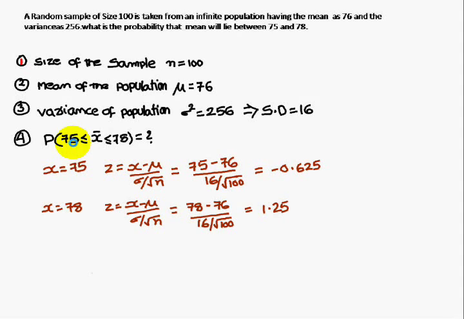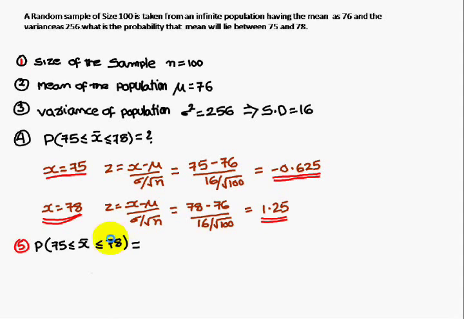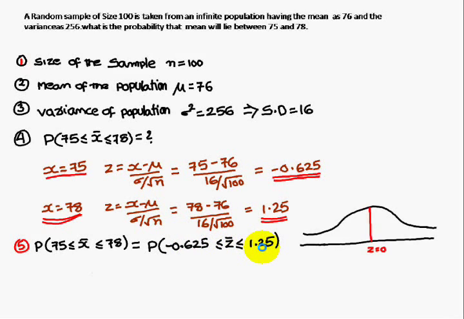Now in place of 75 you can write minus 0.625. In place of x you write z. In place of 78 you write 1.25. So what happens? The probability of minus 0.625 less than or equal to z less than or equal to 1.25.